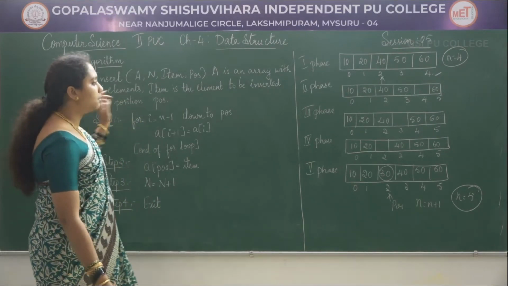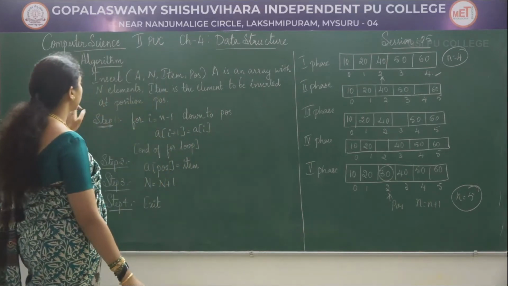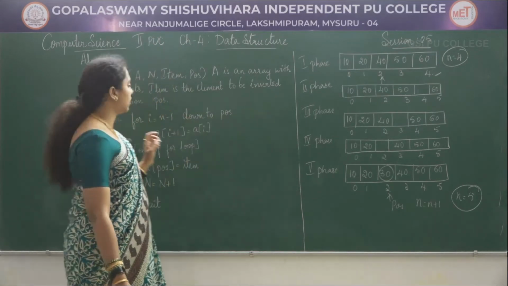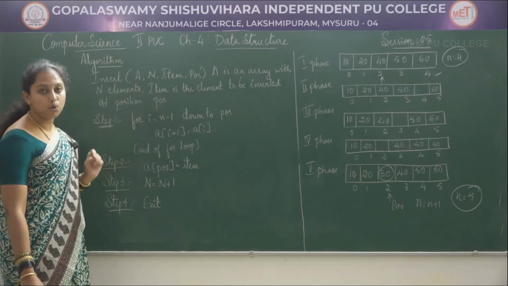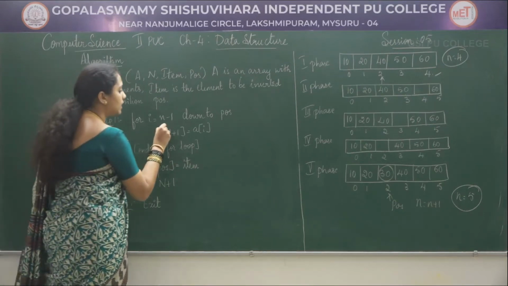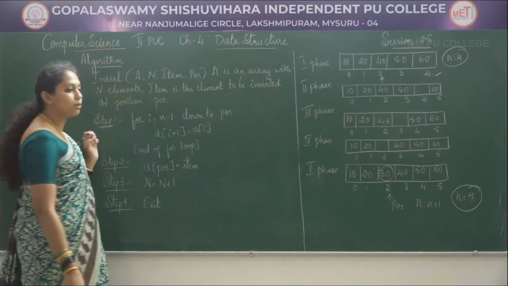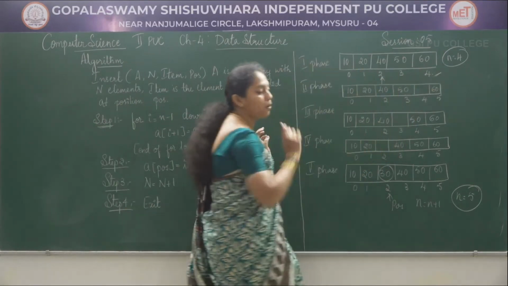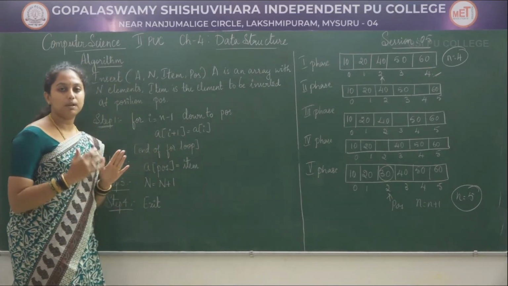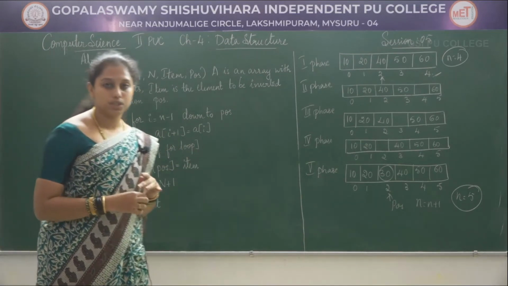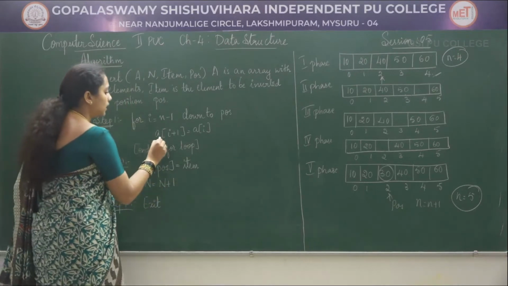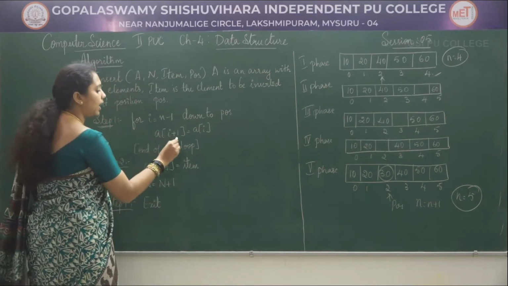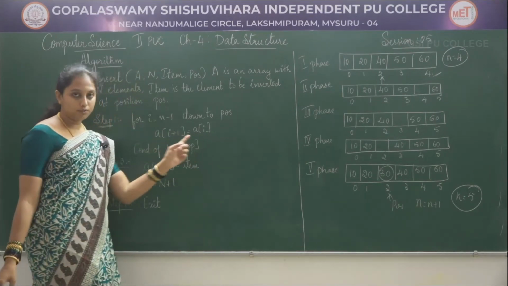So in this algorithm, A is an array with n elements and item is the element to be inserted at position POS. So for I is equal to n minus 1 down to position, that is from the last position till the required position, we have to shift the elements to its next higher position. So for the next higher position, what we have to do? We have to shift the elements. That is A of I plus 1 is equal to A of I.